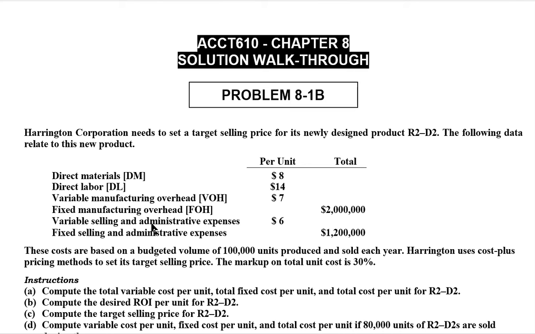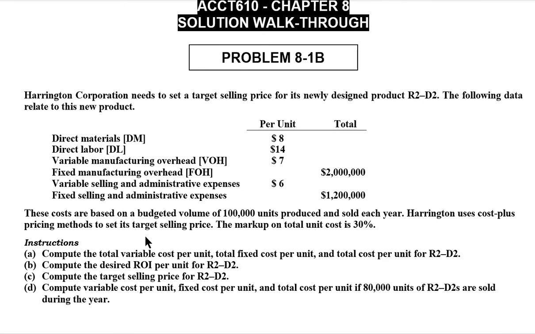Now these two items, the selling and administrative expenses, are what we call period cost, in that they are related to the administration or the selling of a product and not directly to the manufacturing. But if you're trying to determine the full cost for your product, you would need to factor in all of your relevant cost. It says these costs are based on a budgeted volume of 100,000 units produced and sold each year. The company uses cost plus pricing to set its target selling price. So they first determine the cost, add on the markup, and that then represents their selling price. In this case, the markup is supposed to be equal to 30% on top of the cost. So whatever the cost is, they add on 30%, and that would represent their target selling price.